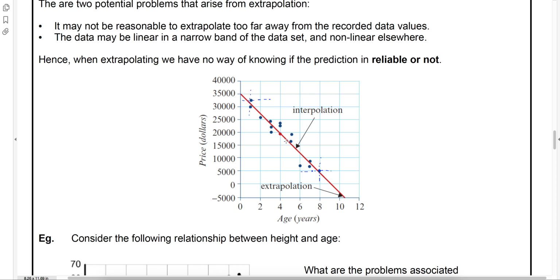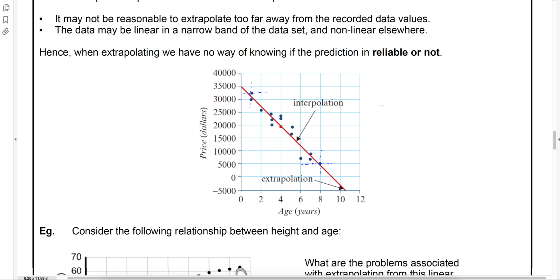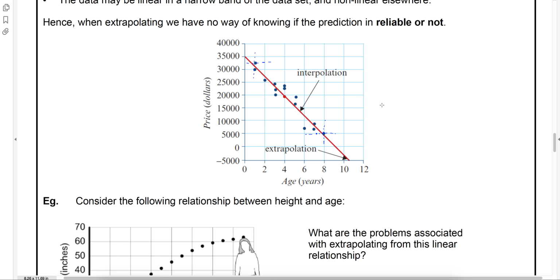The second issue is that we're making an assumption that the data is linear there. Now, we don't know what happens with the data after this particular point. We don't know whether the dots continue going down like this, or perhaps after a certain point, they start going up like this. We have no idea what goes on because we don't have any data beyond that point. Hence why extrapolation can be sometimes a little bit unreliable.